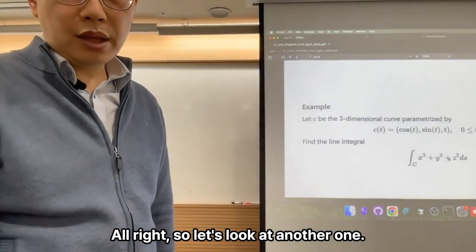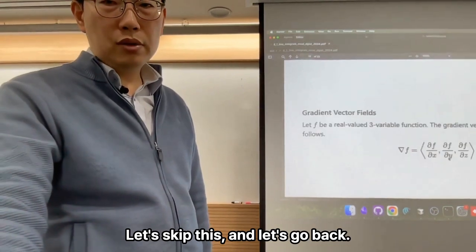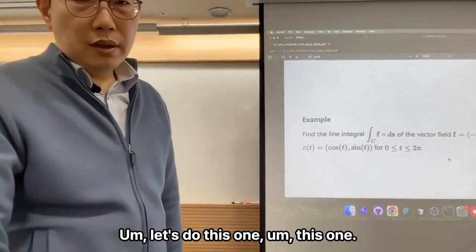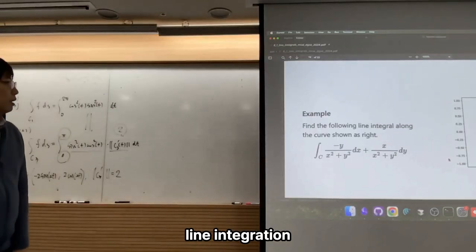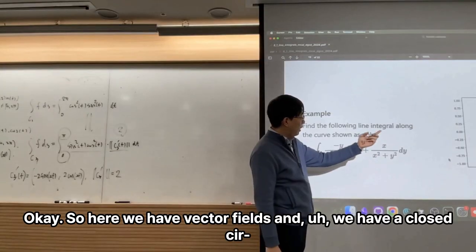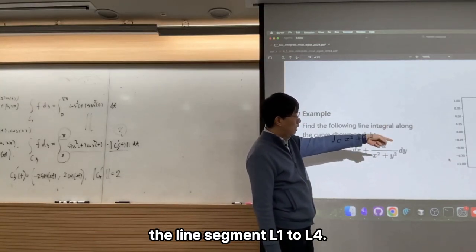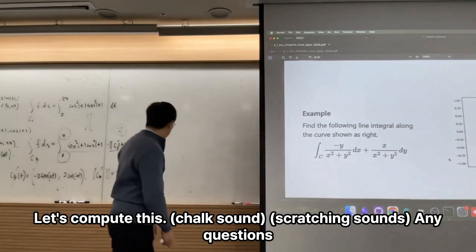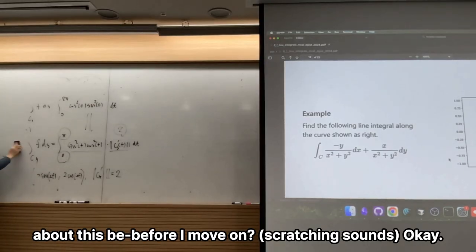All right, so let's look at another one. This is about 3 dimensions. Let's skip this and go to the vector field part. Let's do this one. Find the following line integral along the curve shown at the right. Here we have a vector field, and we have a closed loop consisting of 4 different line segments, L1 to L4. Let's compute this. Any questions about this before I move on?